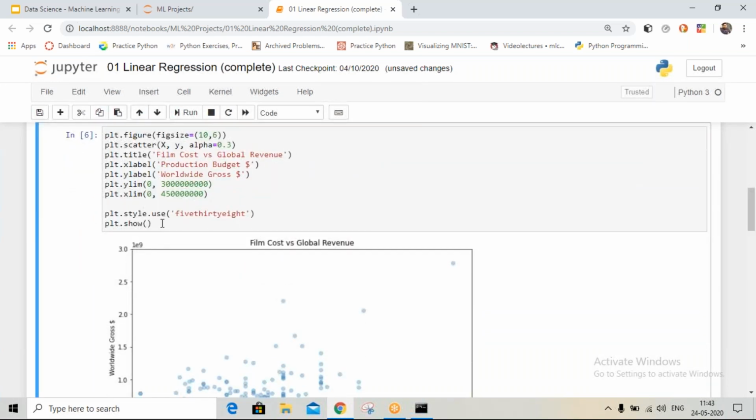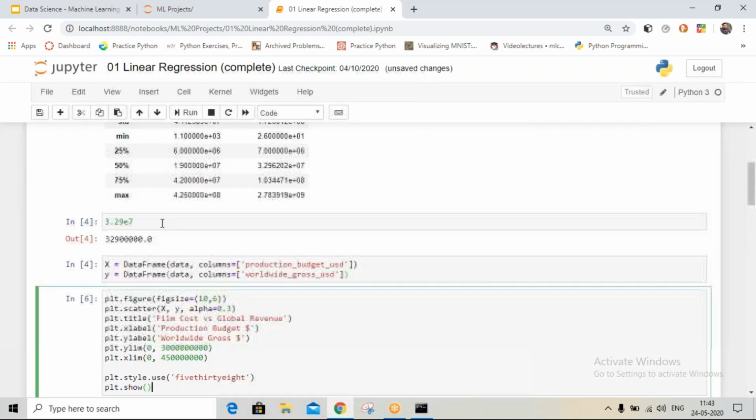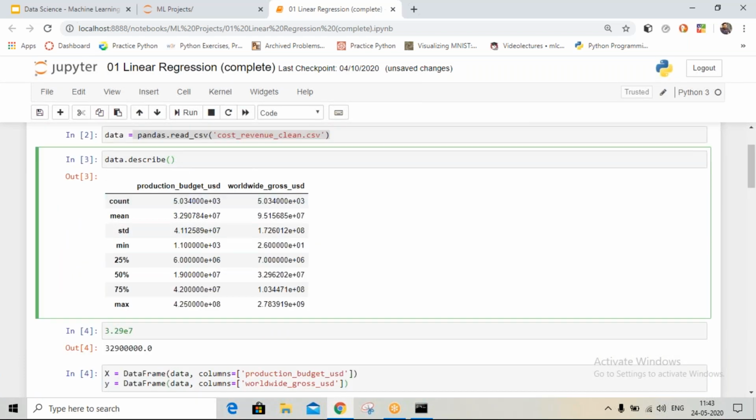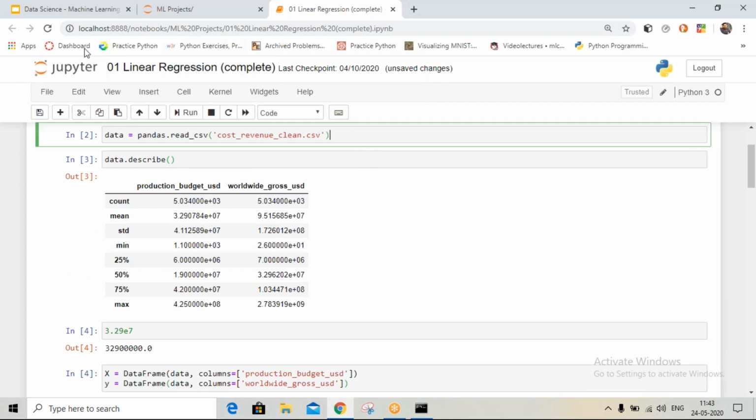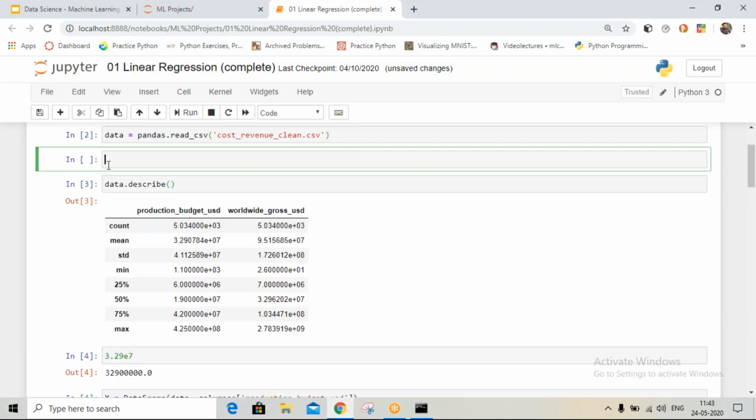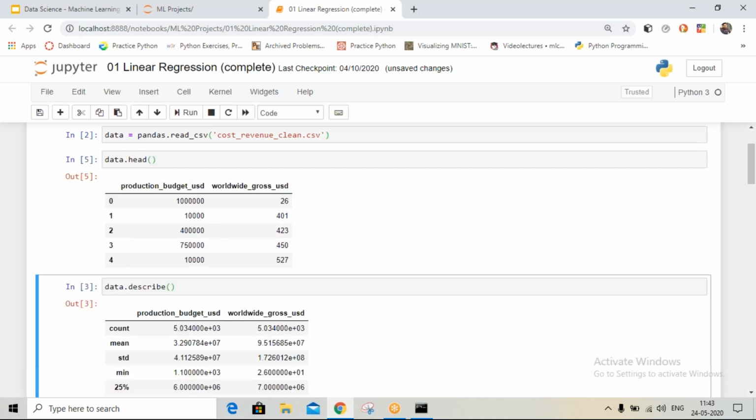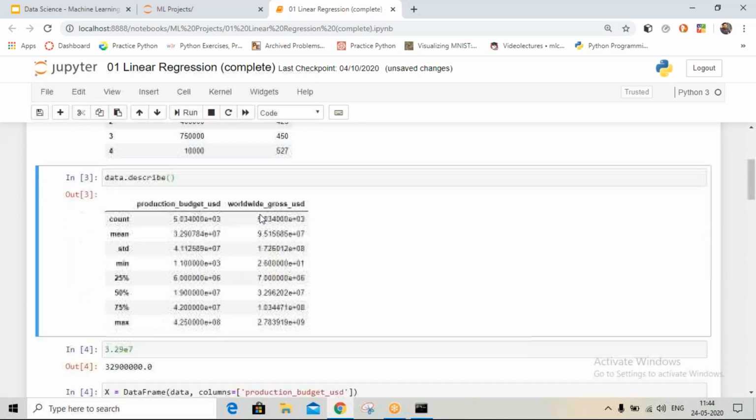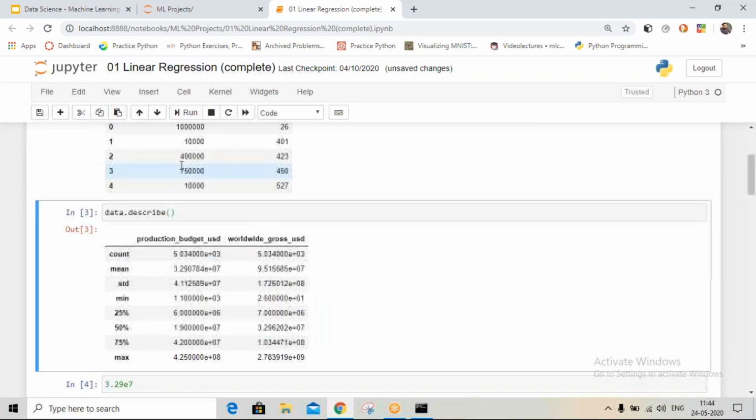Then the next thing that I am trying to do is plot the graph, because just by looking at these numbers, if I show you the head of the data, I will not be able to understand anything until I do the visualization. If I show you the head of this data, this is what it looks like: the top five rows of my data. So I am not able to find anything from it.